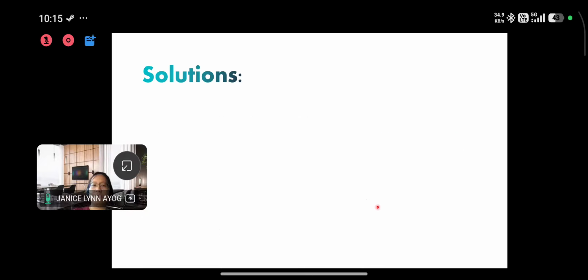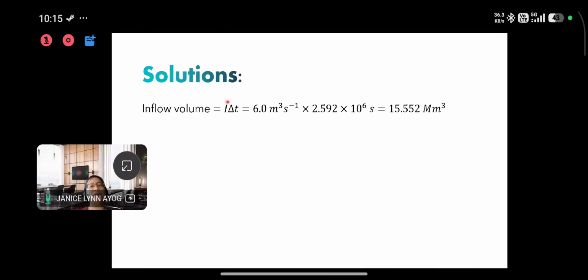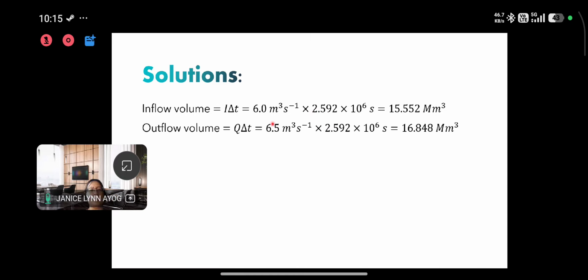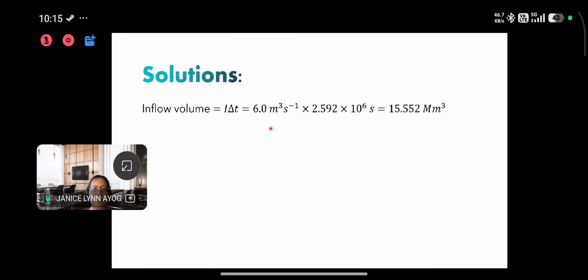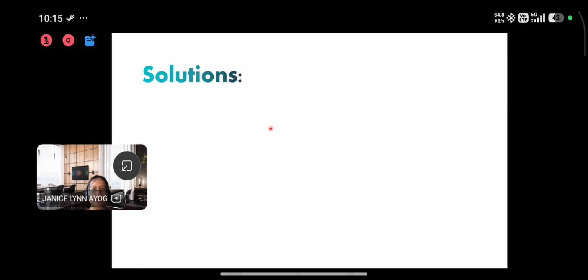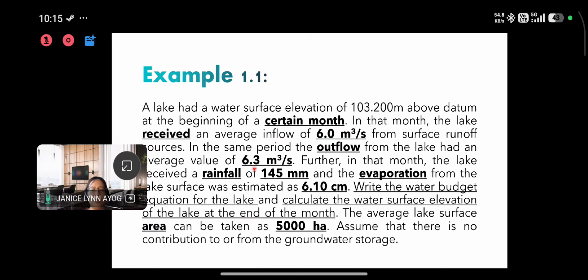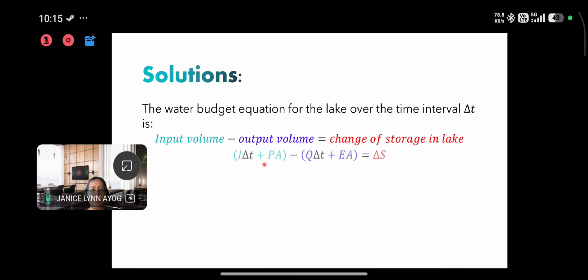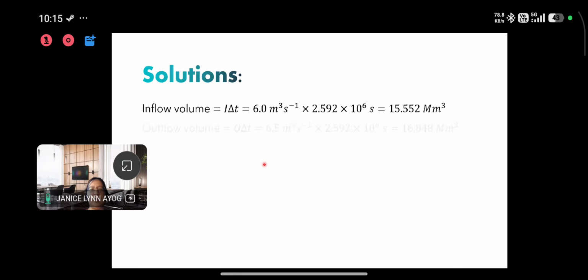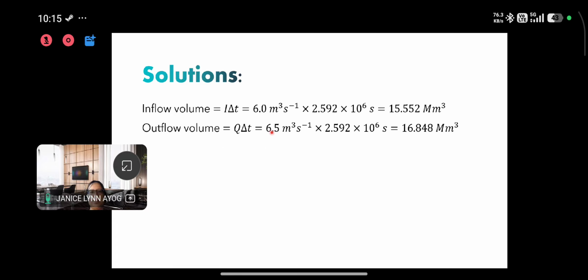So in a month, your inflow volume, because inflow is already given as 6 cubic meter per second, you multiply by delta T and you'll get that. Outflow volume is 6.5, hang on. Sorry, it's supposed to be 6.3. Or is it 6.5? Please check on that. I think we change this. We'll have a look at that.